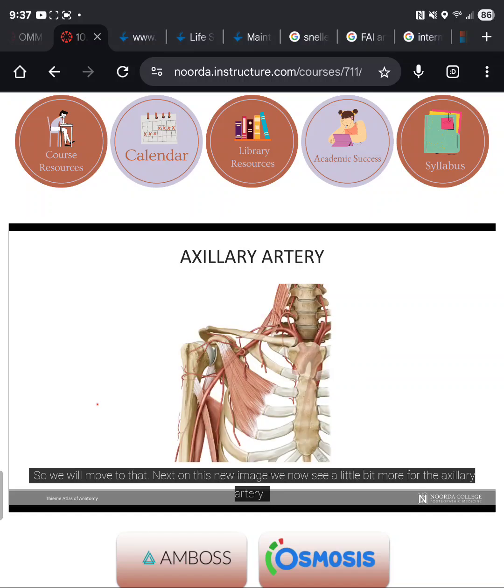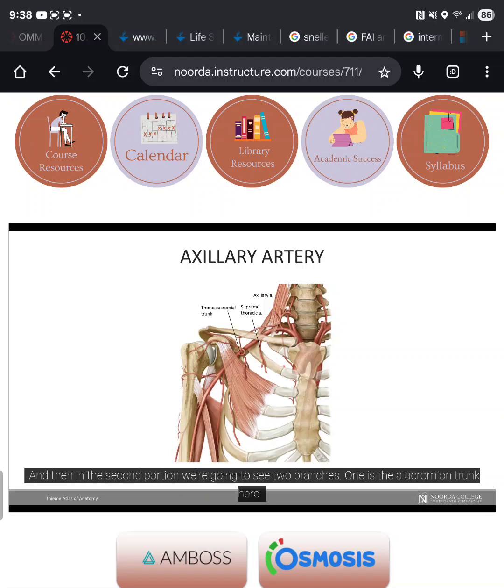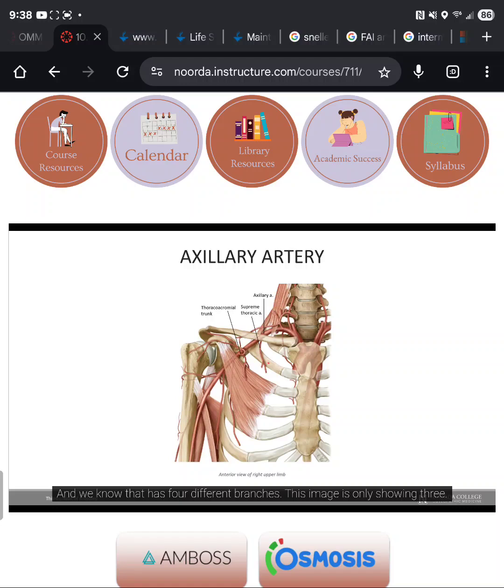On this new image, we now see a little bit more for the axillary artery, and just to ID, here it is, past or more distal to the inferior edge of the first rib. The first branch of the axillary artery we're going to see is the supreme thoracic artery. And then in the second portion, we're going to see two branches. One is the thoracoacromial trunk here. We know that has four different branches, and this image is only showing three.